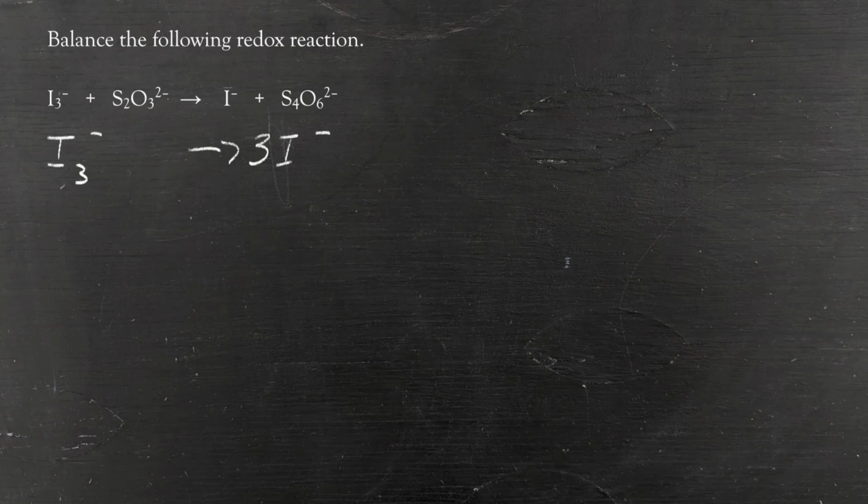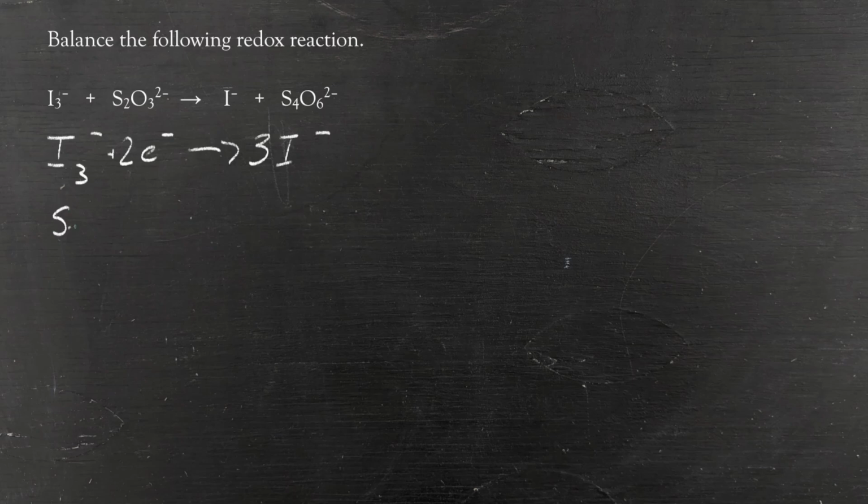We need to look at the charges. The triiodide ion has a charge of -1, and each iodide on the right-hand side has a charge of -1. So we have -1 on the left and -3 on the right. So to make the charges balance, we're going to need to add 2 electrons to the left-hand side. Now this is balanced. We'll look at the other half of the reaction.